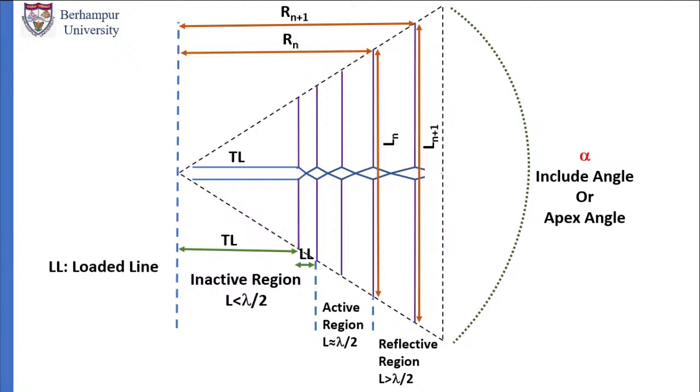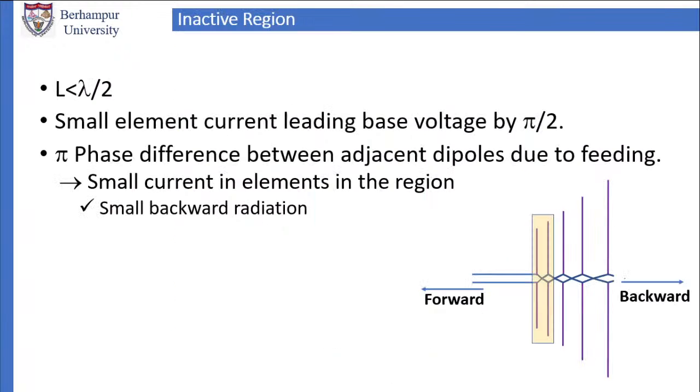Now let us consider the different regions. We'll start with the inactive region. In the inactive region, L is less than lambda by 2. Remember, lambda is the operating wavelength. It is changing, so L will keep on changing. So L is less than lambda by 2, and that region is called the inactive region.